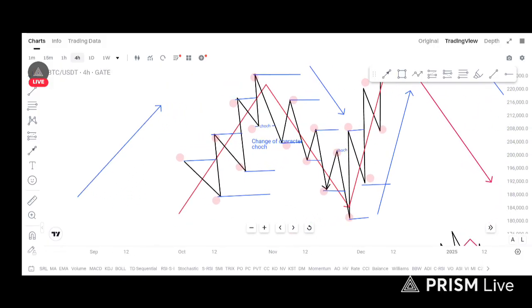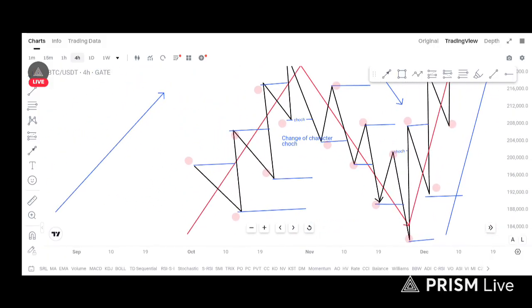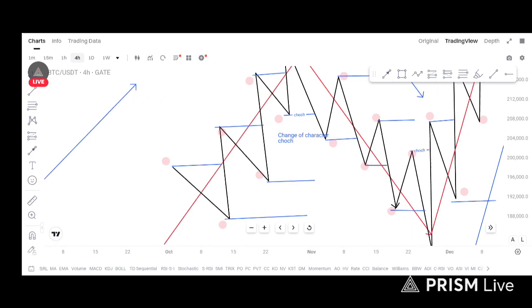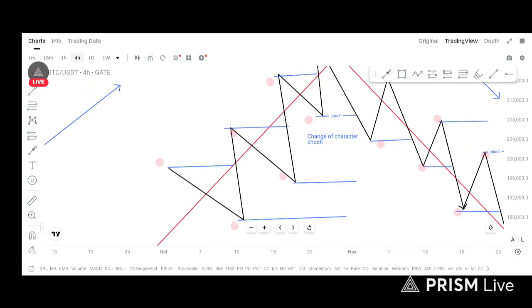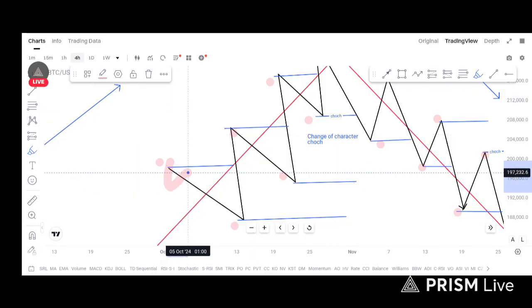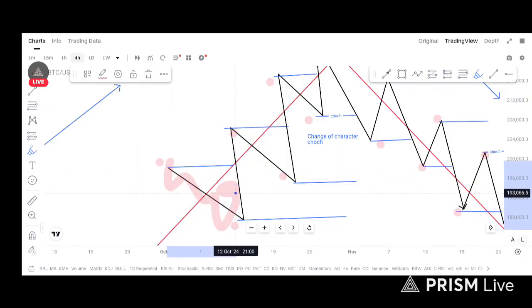Then if you want to know if the 1-hour is done with that continuation phase or the pullback phase, you see the same rule still applies. Let's say this is the move: you need that change of character first, then another break of structure to confirm that this pullback is over, and it has started continuing.